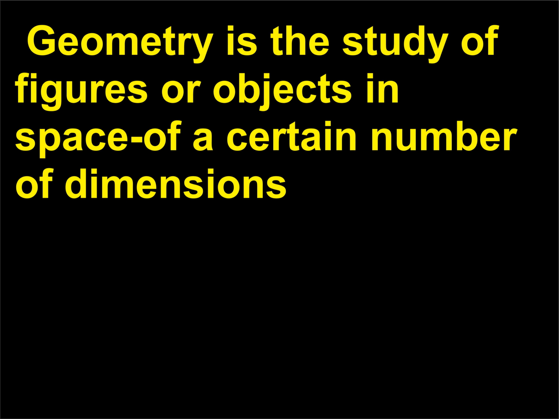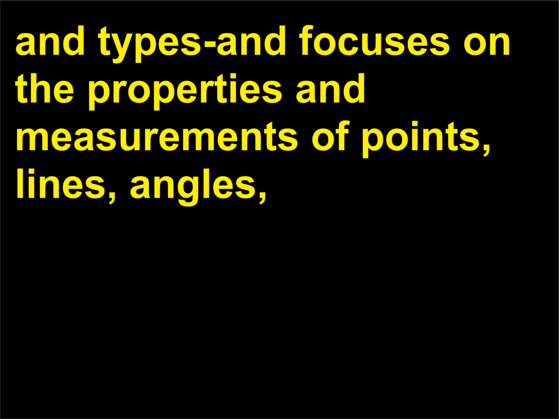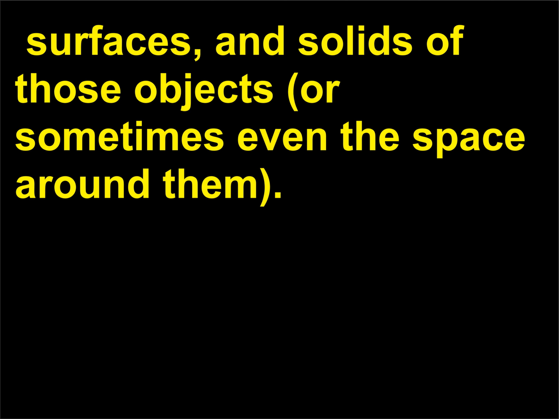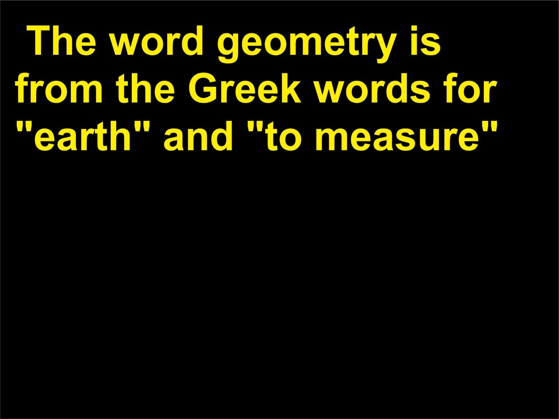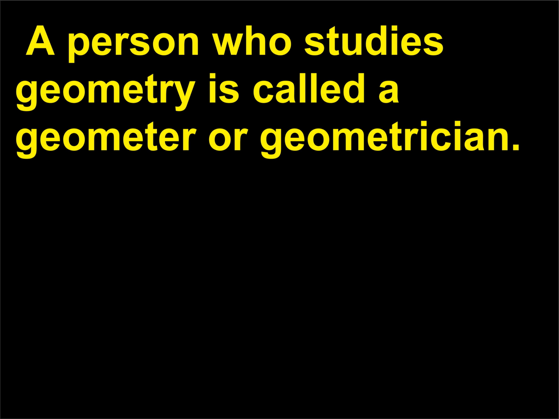Geometry is the study of figures or objects in space of a certain number of dimensions, and focuses on the properties and measurements of points, lines, angles, surfaces, and solids of those objects, or sometimes even the space around them. The word geometry is from the Greek words for earth and to measure, geometria, broken down into ge and metrion, respectively. A person who studies geometry is called a geometer or geometrician.